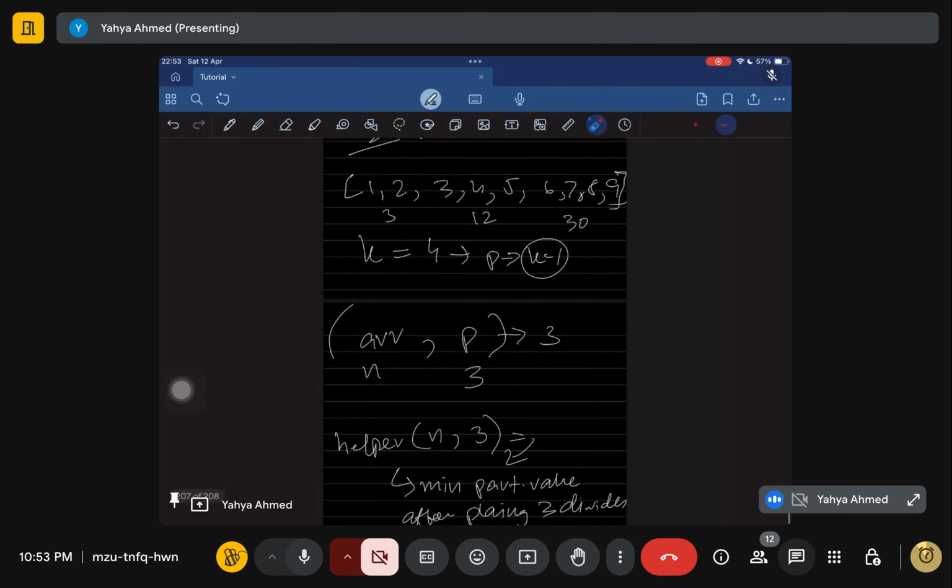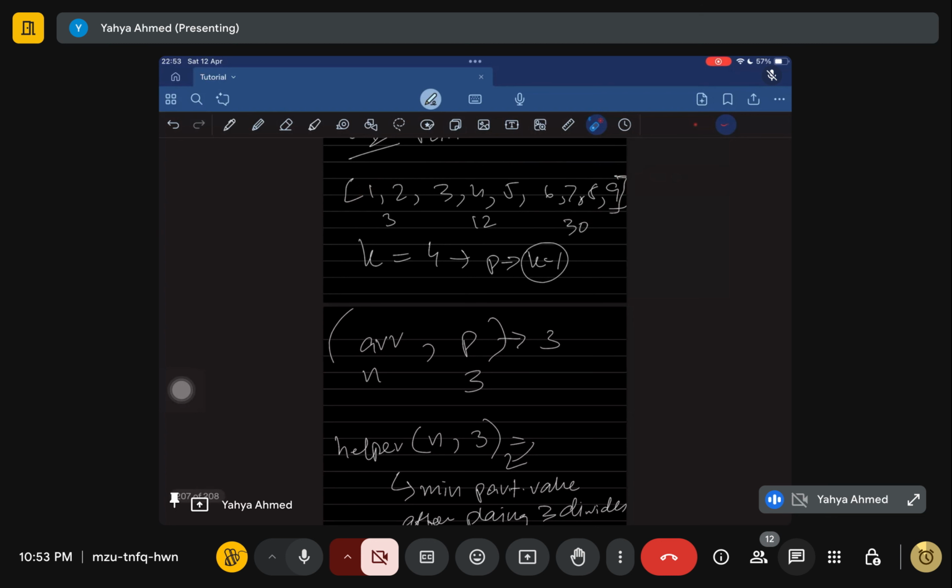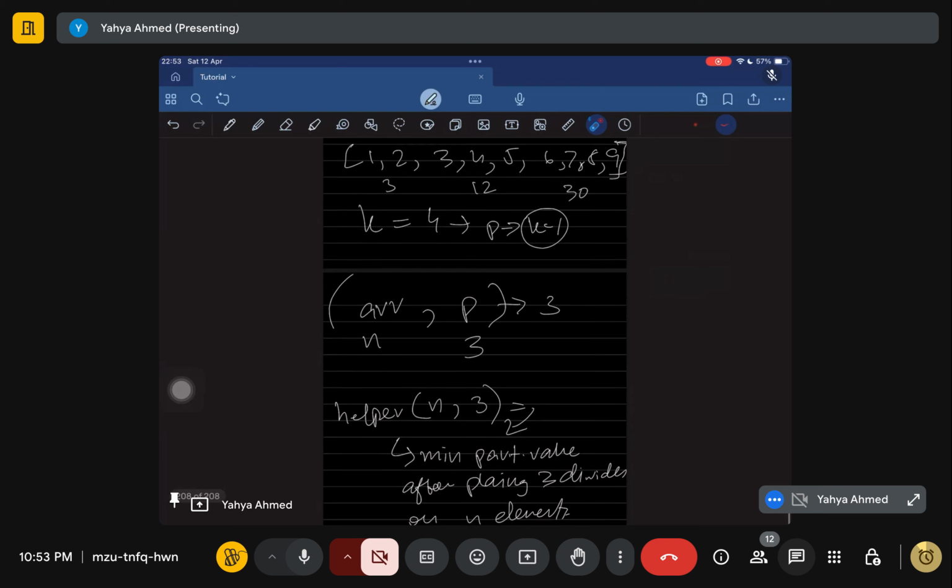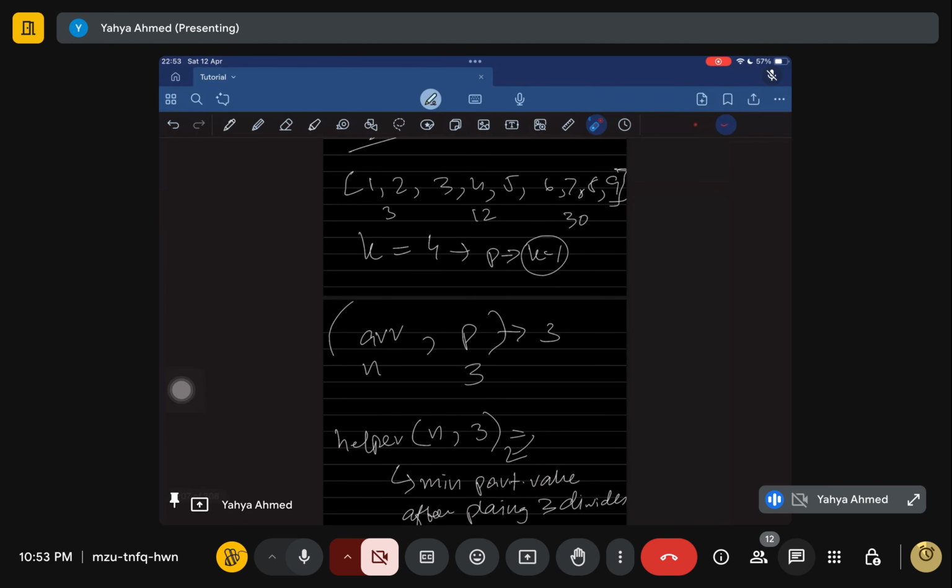Okay, given I have n elements and I have placed 3 dividers, what is the minimum partitioning actually made? Well, let's say I knew the minimum partitioning of n comma 2. I placed those two dividers and I included, let's say, n minus 1 elements in this. So I have placed 2 partitions already and I have used some range of elements in that.